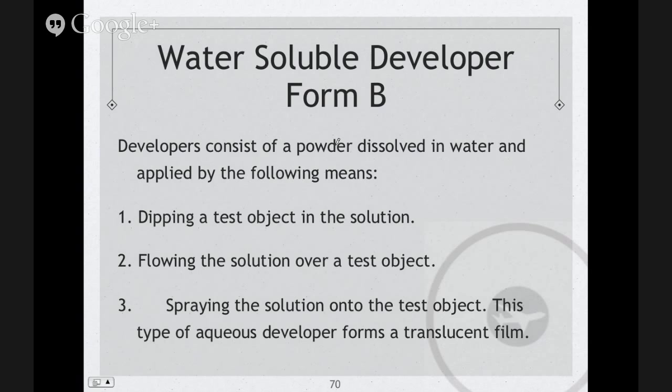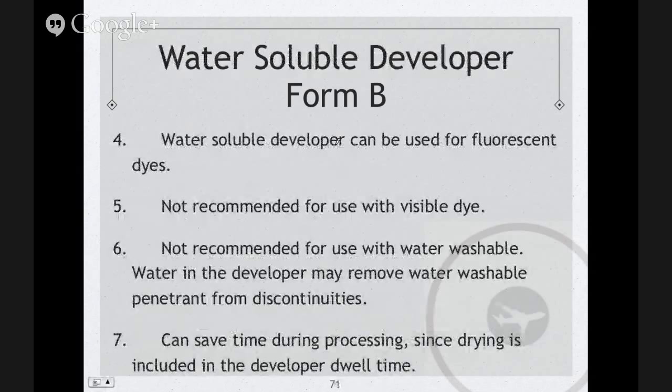Water-soluble developers can be used for fluorescent dyes. And we don't recommend form B for visible dyes, right? And we don't recommend them with water washable penetrants, right? Water in the developer may remove the water washable penetrant from the discontinuities, right? So you have your part, you apply your penetrant, the penetrant that's in your cavity, it's water washable. Well, if you apply this type of developer to blot your indication, right, because it has water in it, you may very well be cleaning the penetrant out of your indication, right? So it's not recommended when you use water washable penetrants, right? When you use those penetrants that have the emulsifier in them, you don't want to use form B developers, right? And they can save time during processing since drying is included in the developer dwell time. Okay.